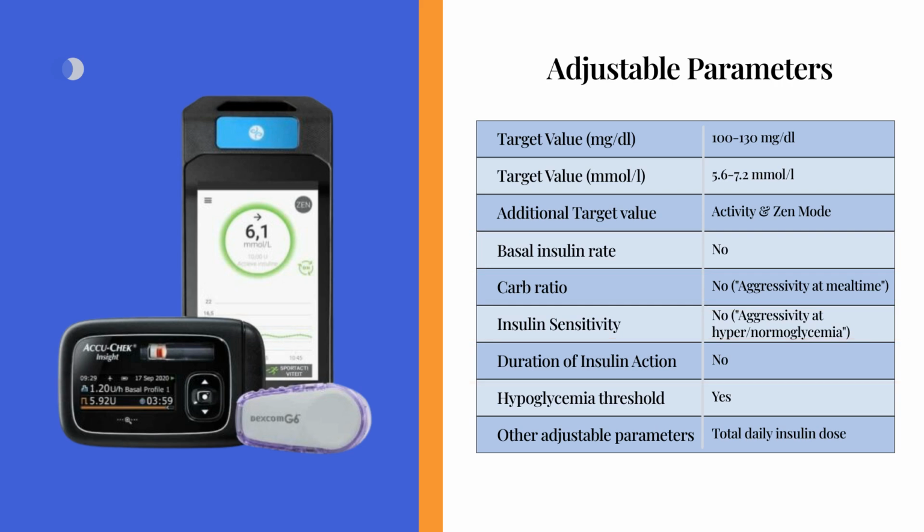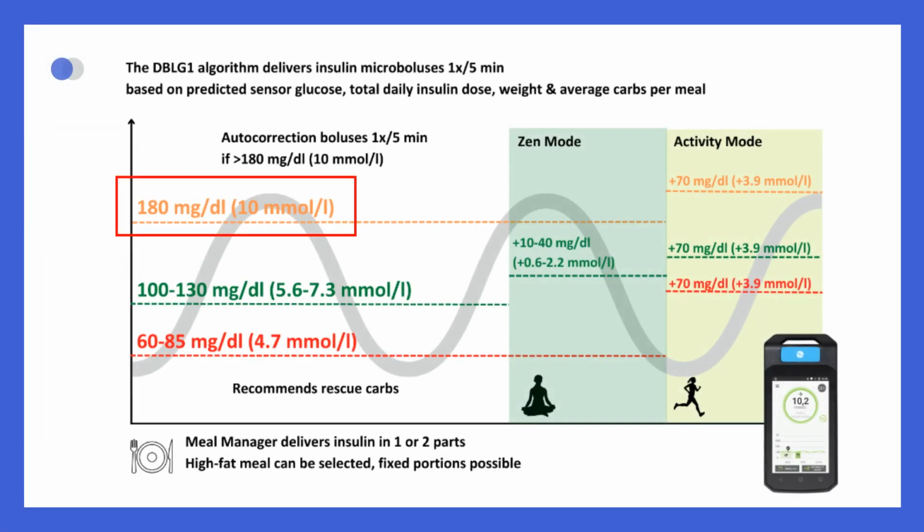In the setup, you are required to enter a safety basal profile in the DBLG handset, but this is only used in manual mode. The hyperglycemia limit is fixed at 180 mg per deciliter or 10 millimol per liter.